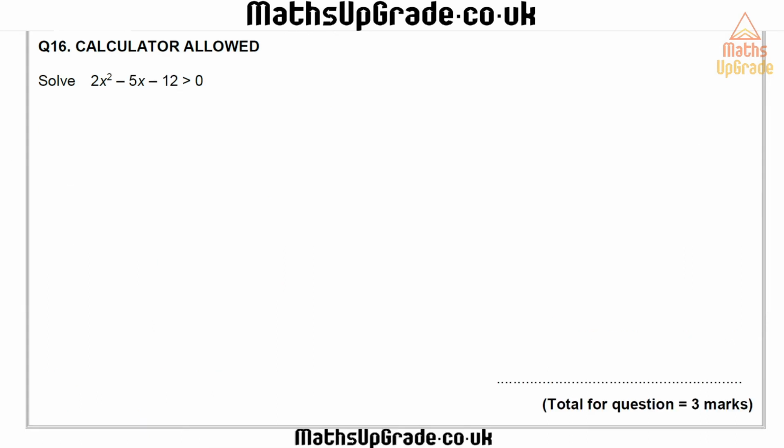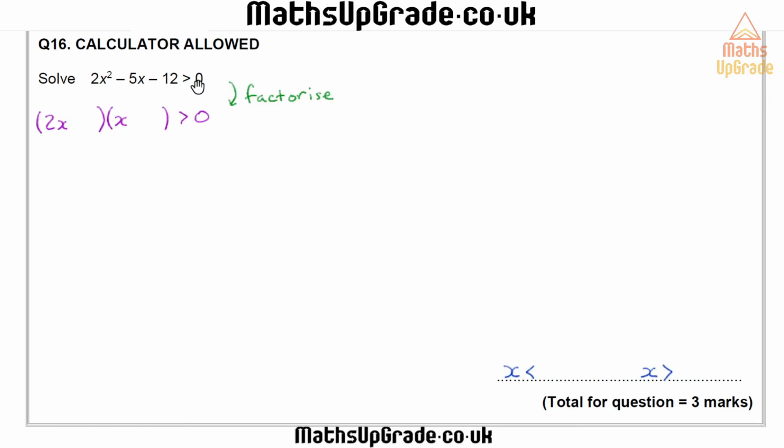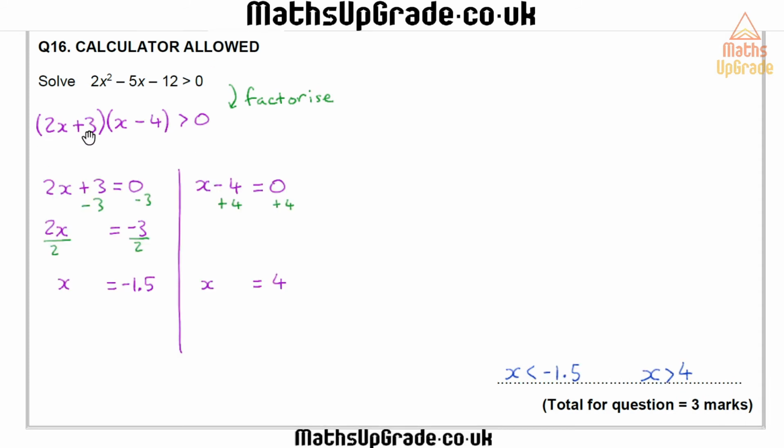Question 16 for 3 marks, very similar to question 15. We need to solve this inequality here. It's already in the form of a quadratic, so I'm just going to factorise it, and that will give me 2x plus 3 and x minus 4 is greater than 0. So this bracket, I'll put it equal to 0. That gives me x equals -1.5, and this bracket would give me x equals 4.